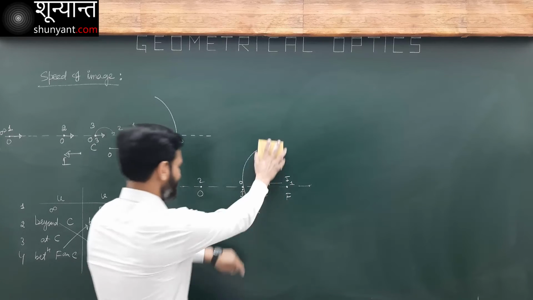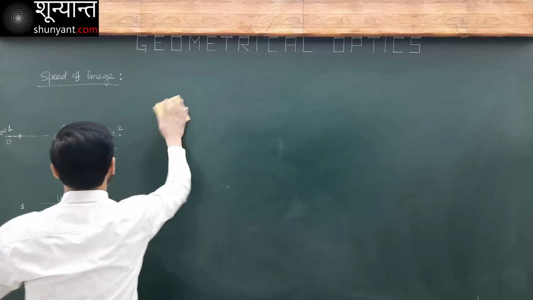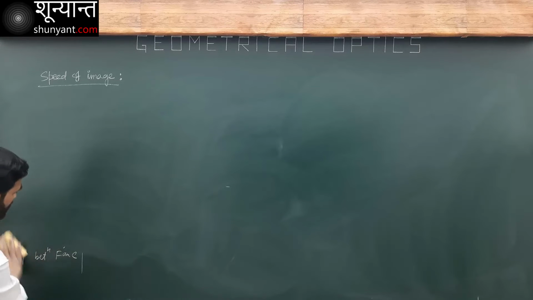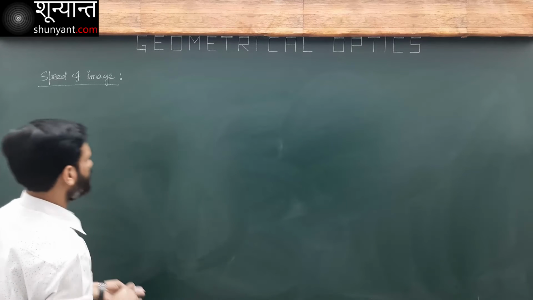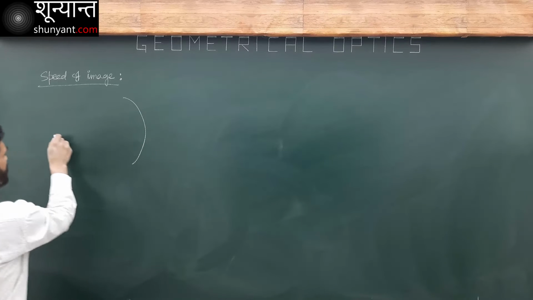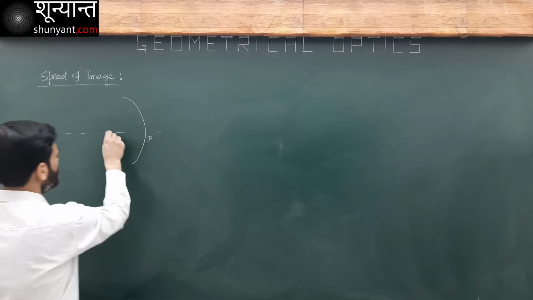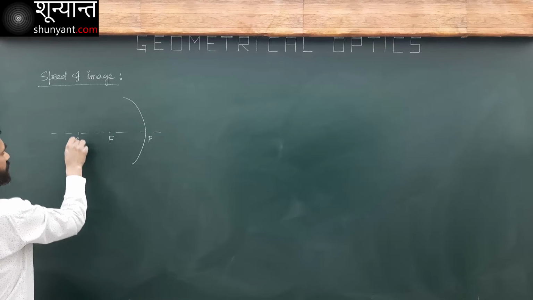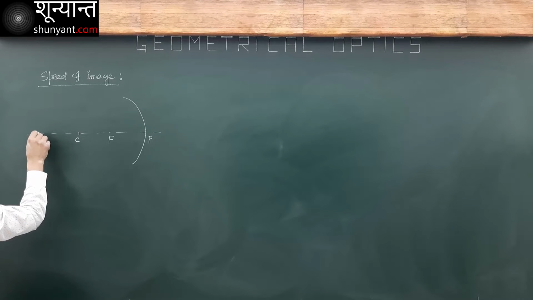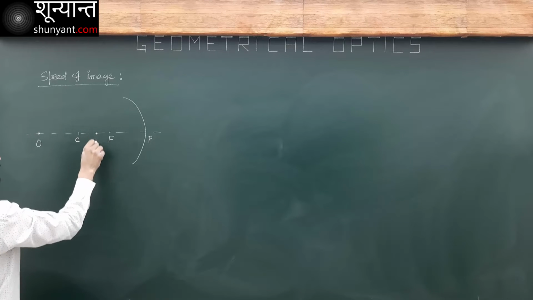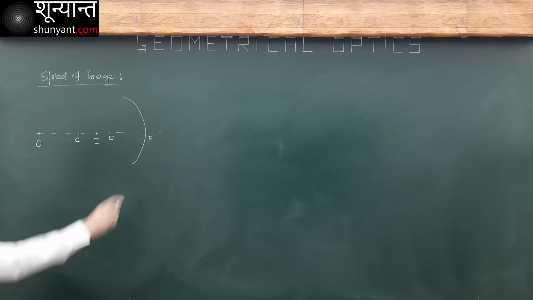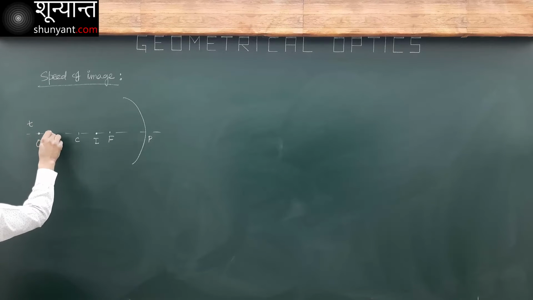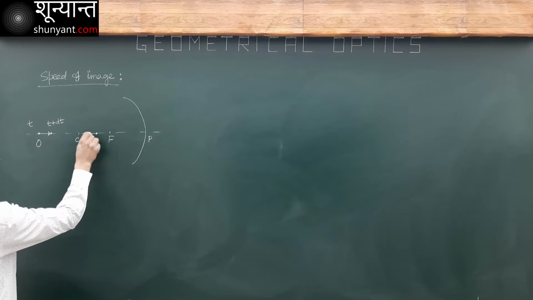Okay, now let's try to derive some relation. It's like this. Let's take one case of a concave mirror. This is pole, this is focus, this is my center. Let's say that this is my object. Object is here. I'm going to get an image here. This is at time t. After a certain time, object moves some distance in time t plus dt. The image will also move some distance.